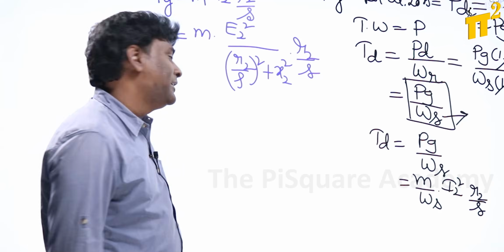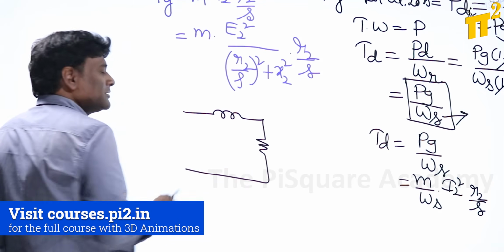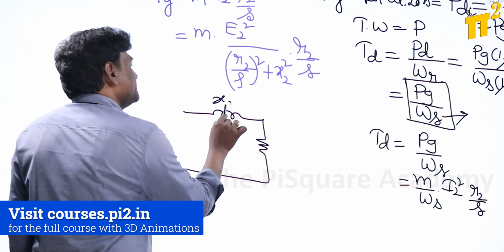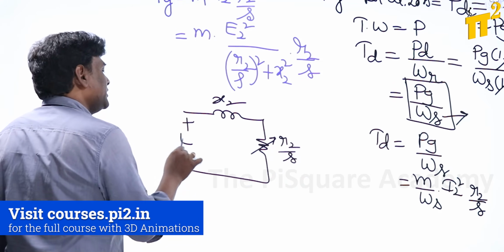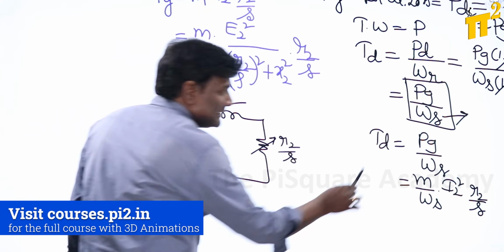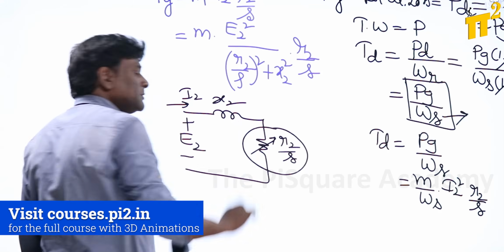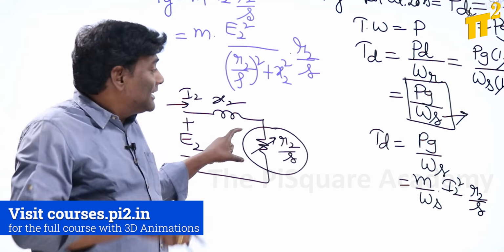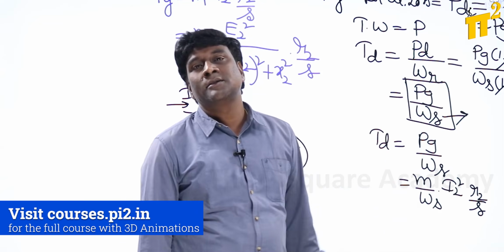Now if you want to calculate maximum power, let me draw it again, because as many times as possible try to draw this diagram. Most of the problems can automatically be solved. This is X2, this is R2 by S, this is the rotor standstill induced voltage E2, and this is I2. Now what is PG? PG is the air gap power, the power absorbed by this resistance. When this PG is maximum, at that point the developed torque also is going to be maximum, because omega s is constant.